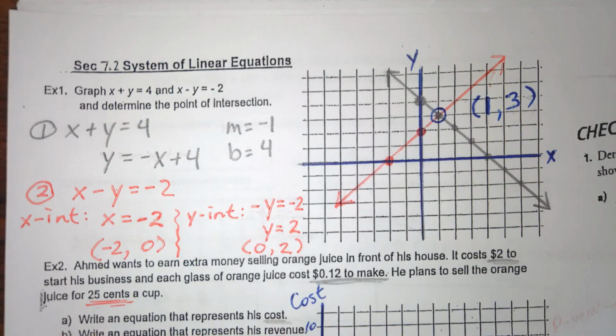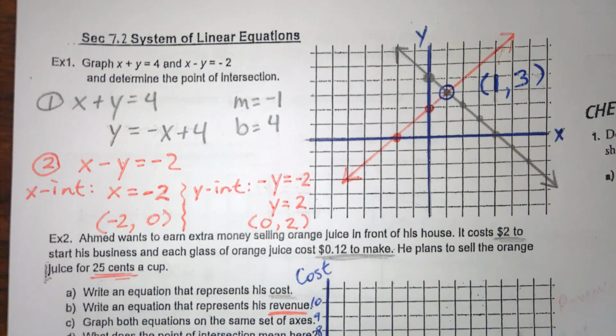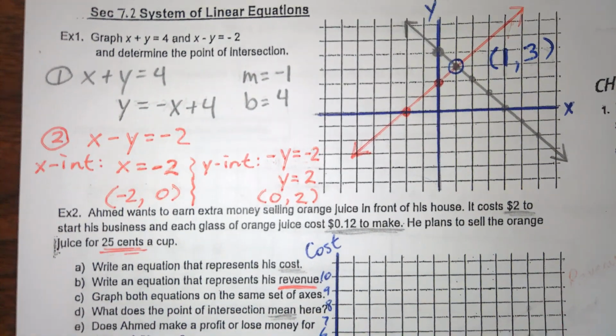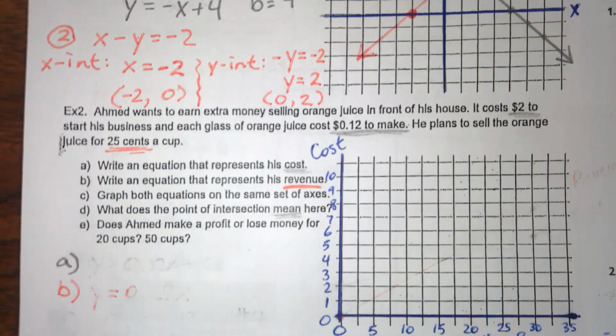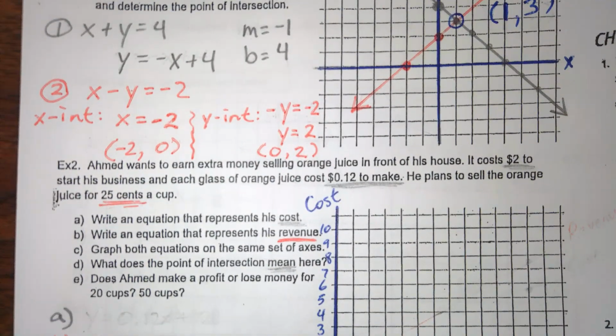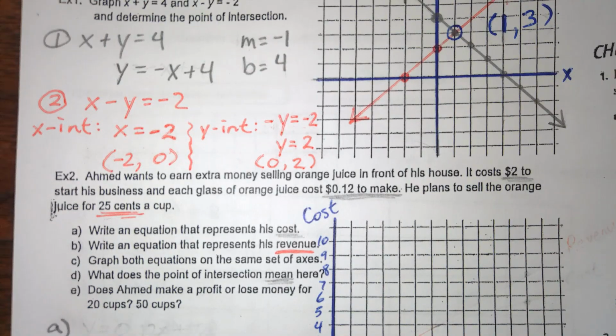Okay, so example 1, straightforward, just graphing two lines and seeing where they cross. Now, how this will get harder is if it's in a word problem. Let's see. Nikon, can you read example 2 for us? Lad wants to earn extra money, so he sells orange juice in front of his house. It costs $2 to start his business, and each glass of orange juice costs 12 cents to make. He plans to sell the orange juice for 25 cents a cup.